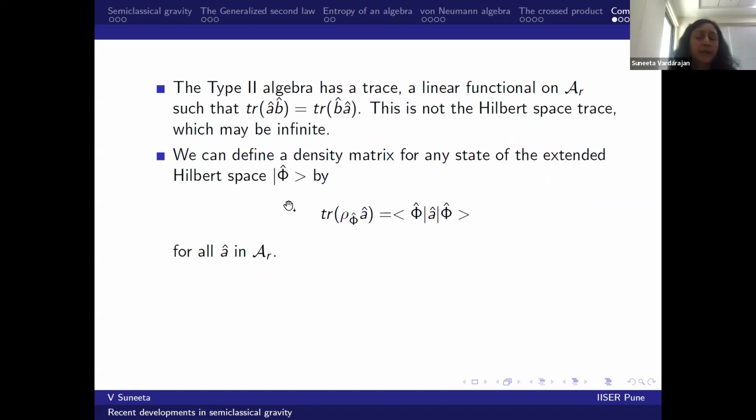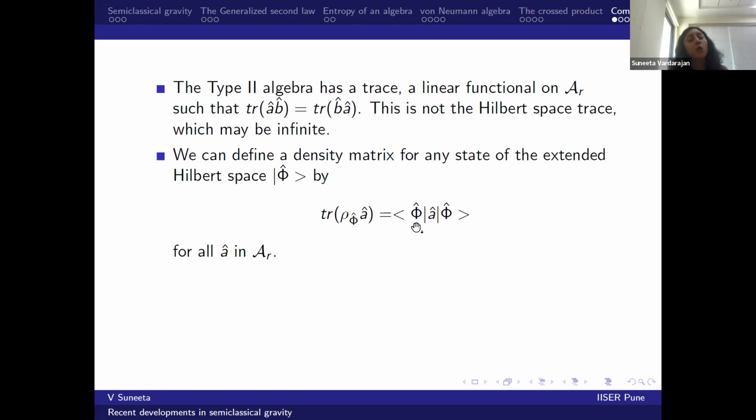Okay. Now, once I have this trace, what I can do is I can pick any state of the extended Hilbert space. Let me call that state phi hat. This is some state of the quantum fields and some state in the square integrable functions of the ADM Hamiltonian. Now you take any field operator A in your algebra, which you call A hat, and you define the density matrix rho phi hat by this equation.